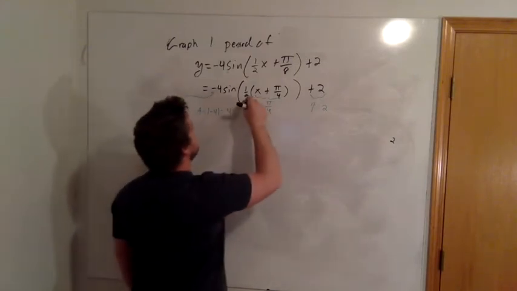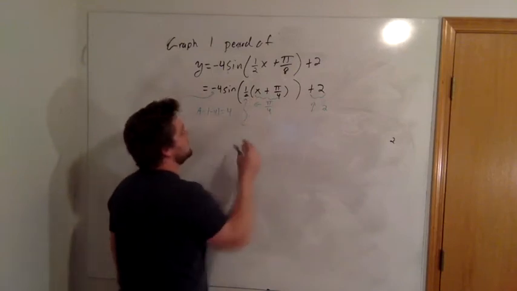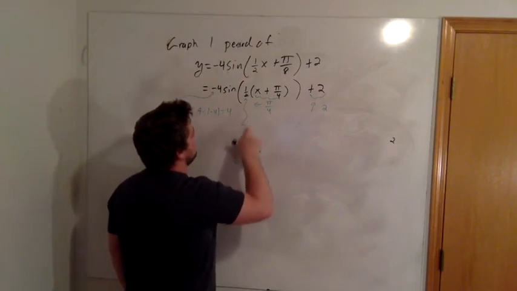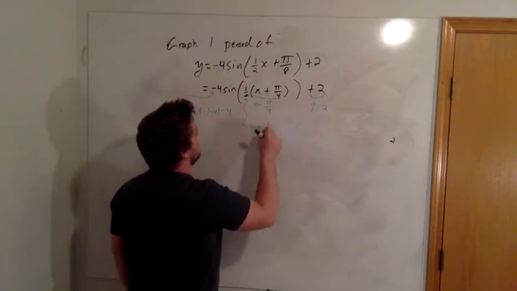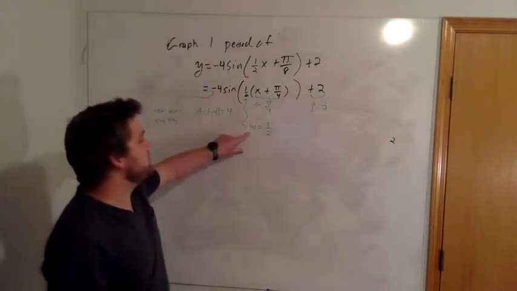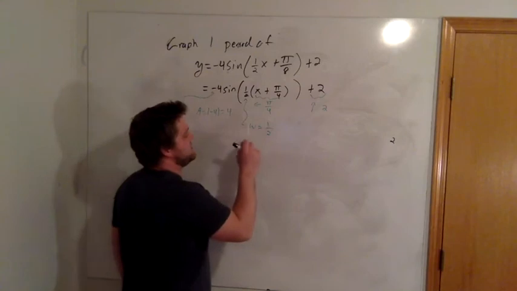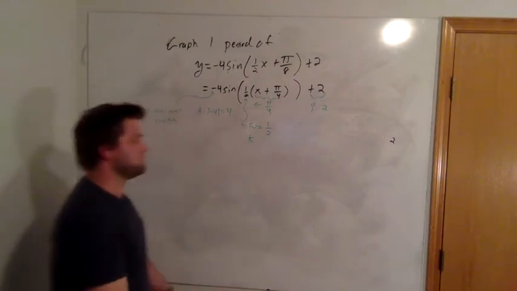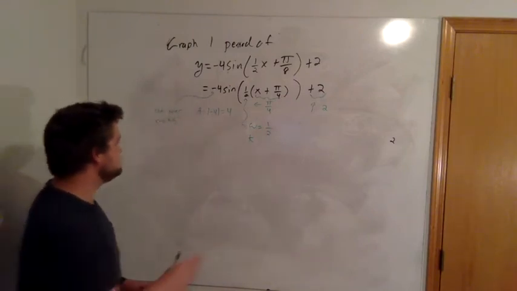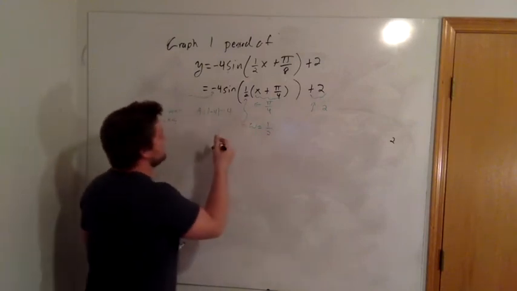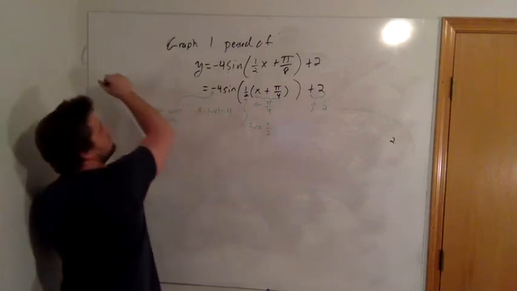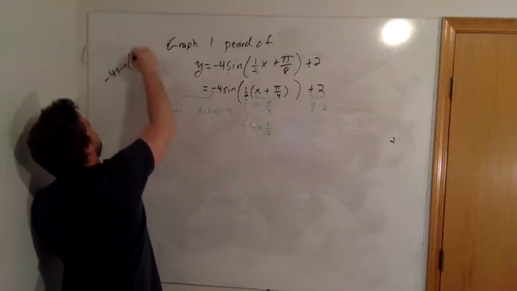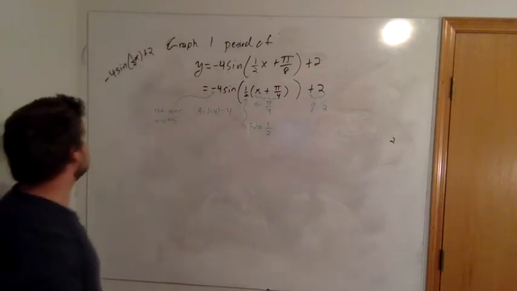And right here, this is telling me information about my period. So this is saying that my omega here is equal to 1/2. Just as a comment, I often use omega here. You may see sometimes the book use k instead. So they mean the same thing, just a different letter. Okay, so let's go ahead and graph first -4 sine of 1/2 x plus 2. So we'll graph this without the shift.